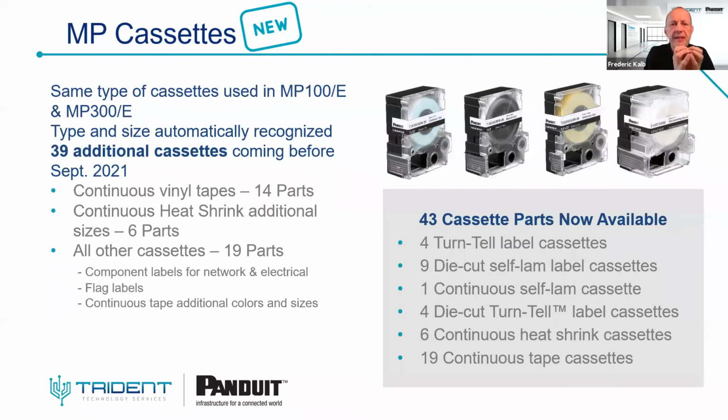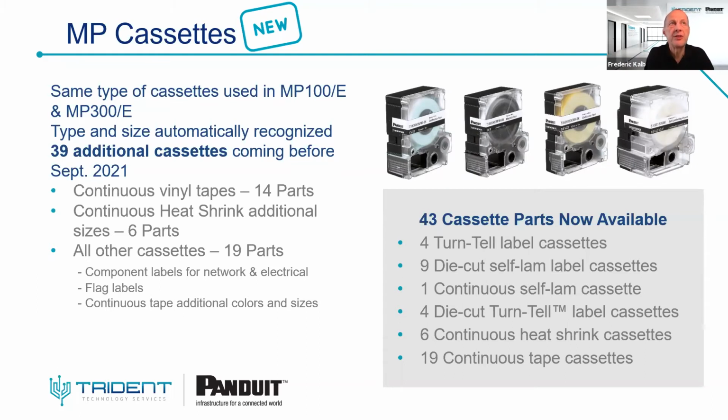You can use the same cassettes in the MP100 and MP300. The only limitation will be the width of the label. As we have seen previously, MP100 is limited to 1 inch, MP300 to 1.5. That means that 1.5 cassettes, you cannot use them in the MP100. But we will share with you a product bulletin about these printers after the webinar, and you will have all the details about which cassette can be used in which printer in this product bulletin.